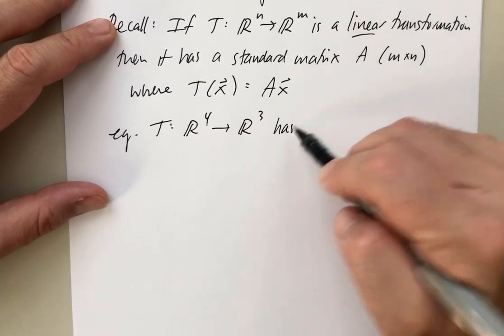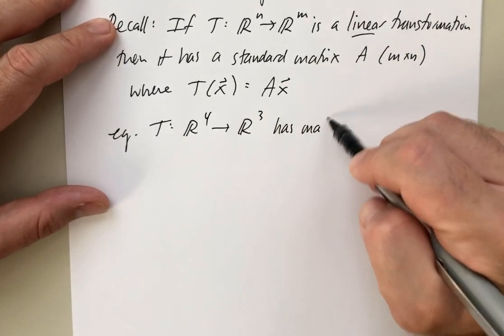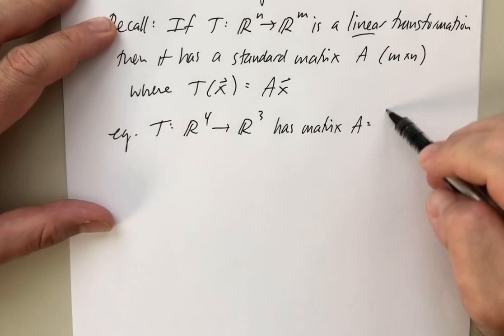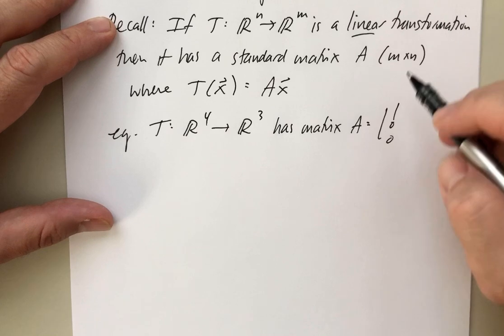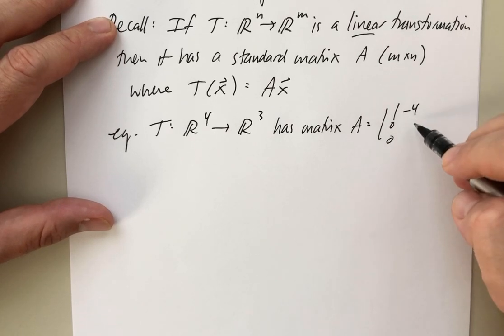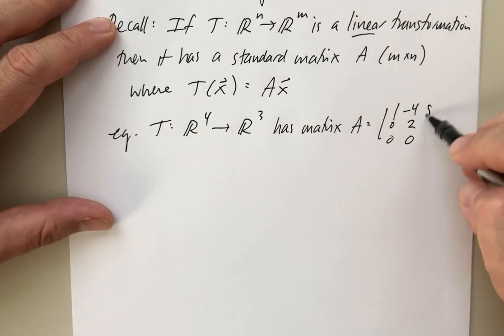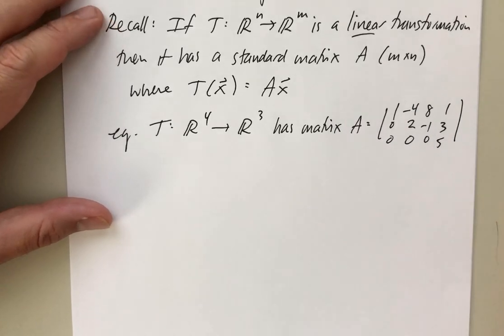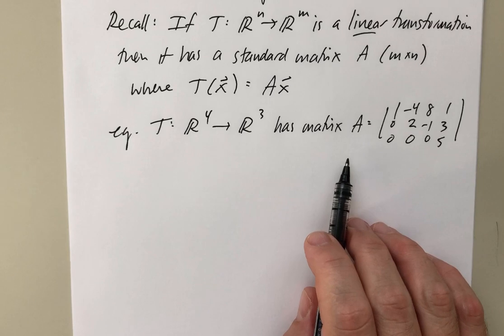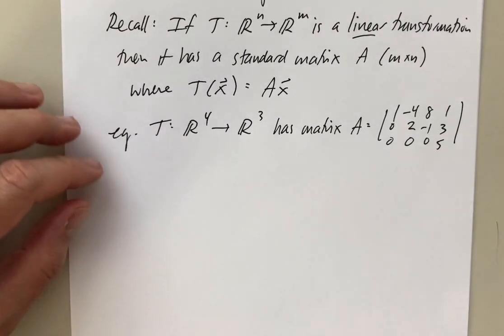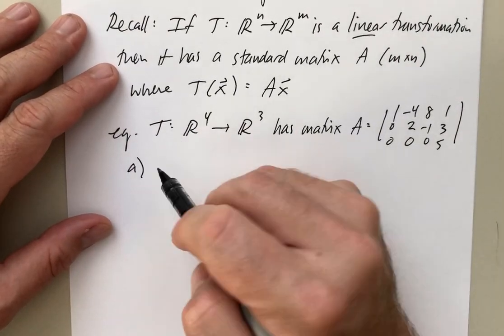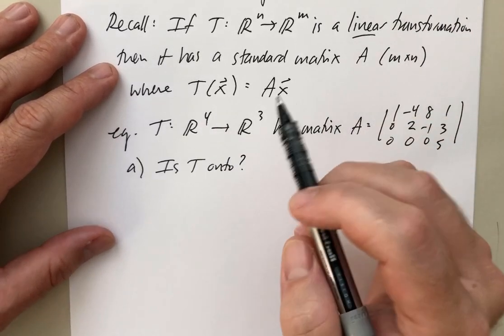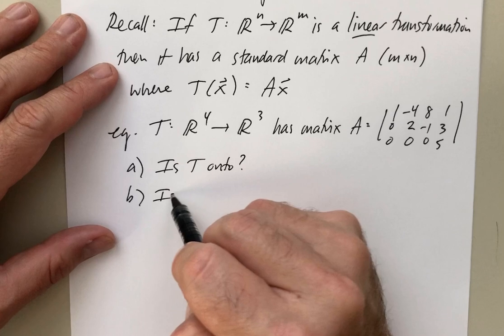Suppose this is a linear transformation and it has matrix, it's from R4 to R3, so it should be a 3 by 4 matrix. Let's say it's 1, 0, 0, minus 4, 2, 0, 8, minus 1, 0, 1, 3, 5. Okay, so this is my matrix. It's 3 by 4. It eats vectors in R4, spits them out in R3. And the obvious questions I'm going to ask: is T onto? And let's say, is T one-to-one?